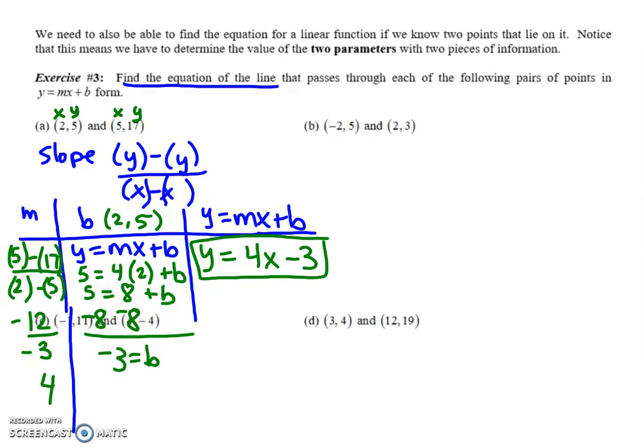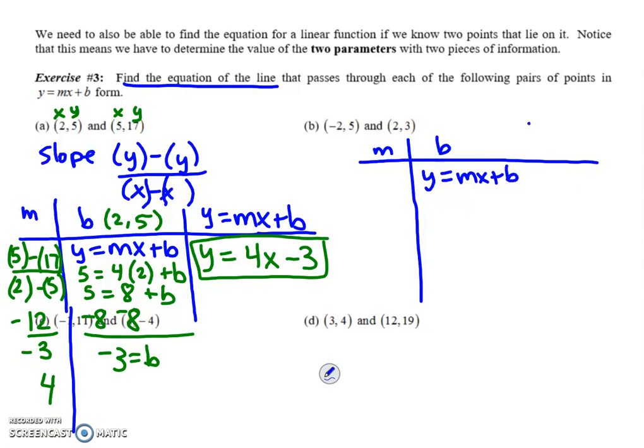I'm going to go ahead and do the second one. So again, I like to write my chart. I'm going to go ahead and set up the chart. You do not have to. Remember, I can't force you to do anything. I just give you the recommendations that I feel will help you. So I'm going to go ahead and find the slope. Remember, the slope is over here.